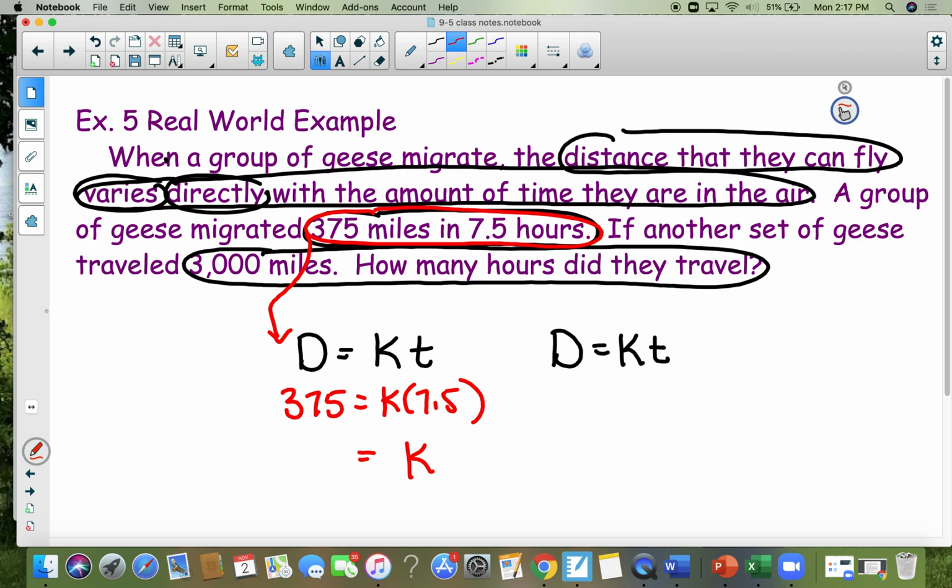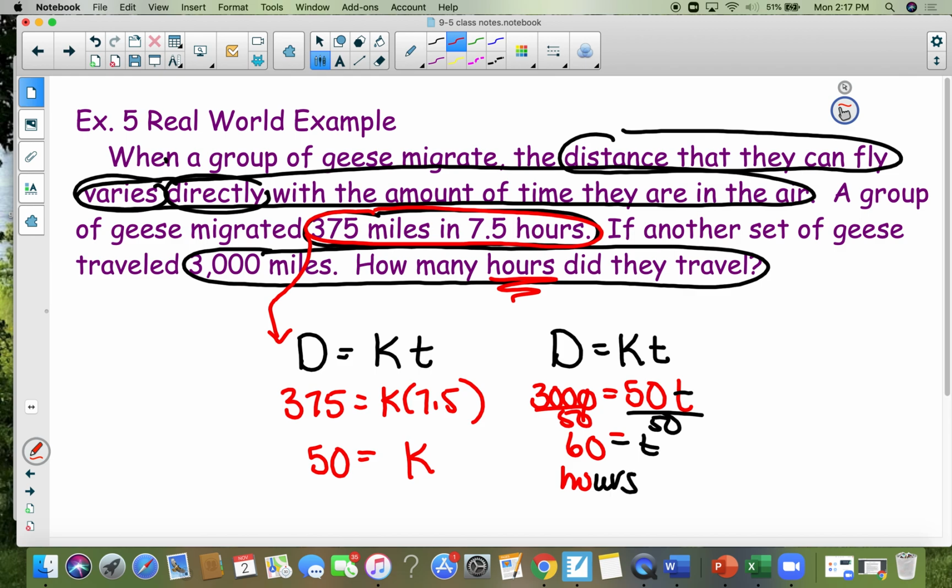And that's going to end up being K equals 50. I'm going to go over here and put K is equal to 50. Now I'm going to use the last one. If they went 3,000 miles, how many hours did they travel? That's the T that we're trying to find. So divide both sides by 50. So T is equal to 60. 60, label it hours. And that is it for the assignment.